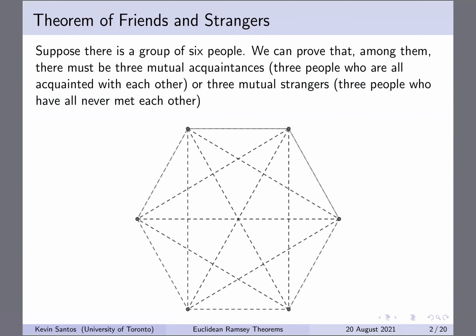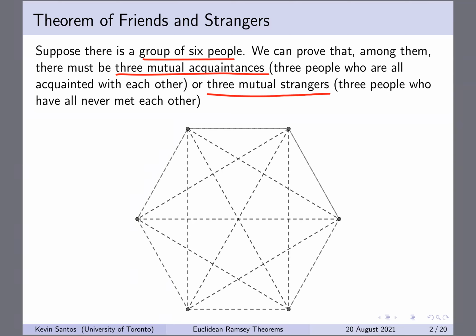So as a motivating example, I started off with the theorem of friends and strangers, which says that if we have a group of 6 people, we can prove that among them there must be 3 mutual acquaintances or 3 mutual strangers. Now we can represent this problem using a graph.